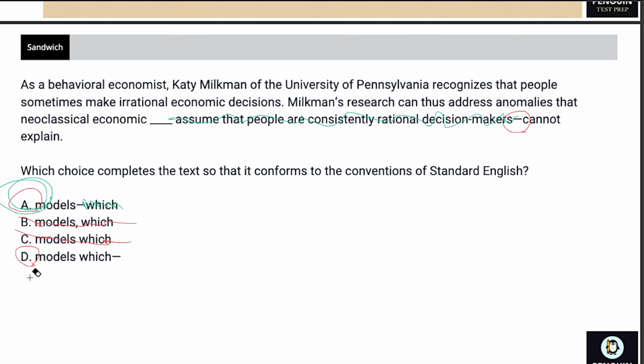And just to prove that D doesn't work, we would read it the other way, basically the same exact way, but we're also going to keep the word which. Milkman's research can thus address anomalies that neoclassical economic models which cannot explain. That doesn't sound good. That's wrong. And that's how we deal with those guys.